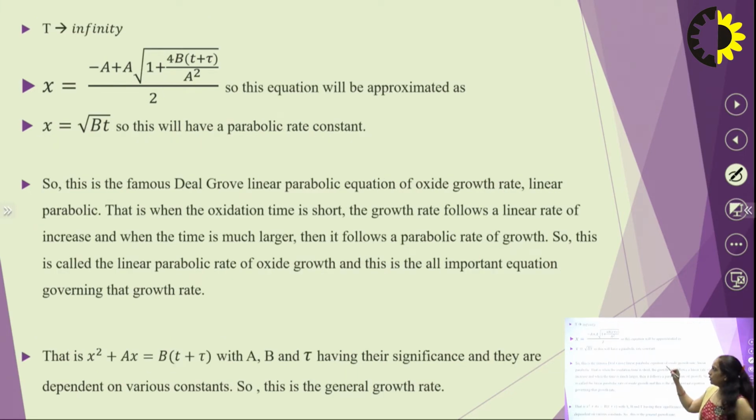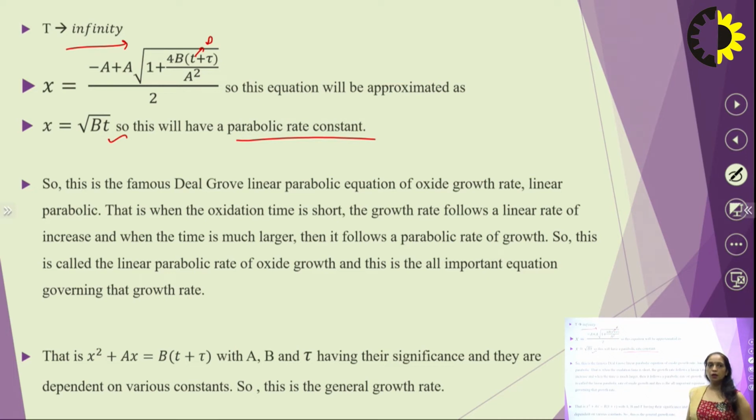Next case, when your t is infinity. When your time approaches infinity, when you increase the oxidation time, this factor becomes very large and x will be equal to the square root of bt. So this will give you a parabolic rate constant. So this is the famous Deal-Grove linear parabolic equation of oxide growth rate.